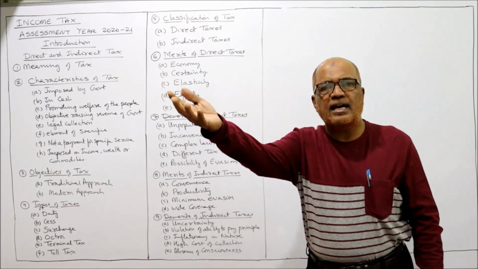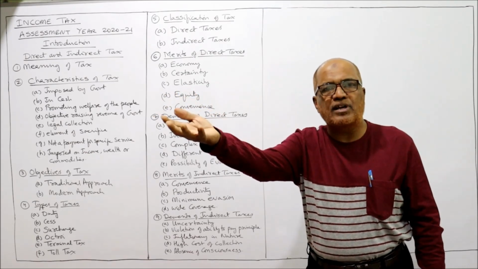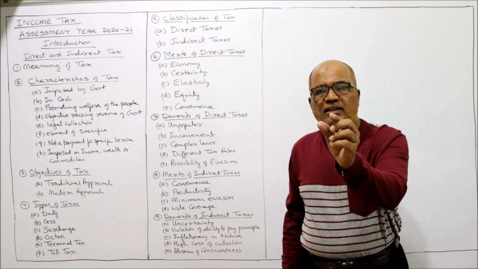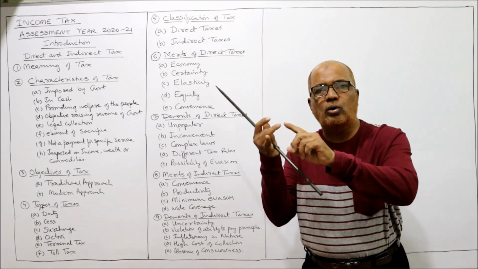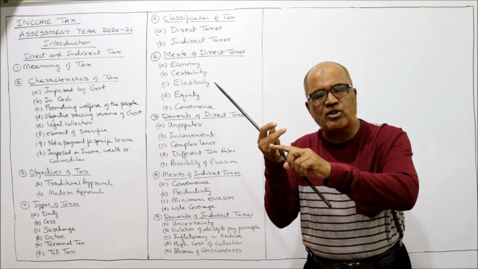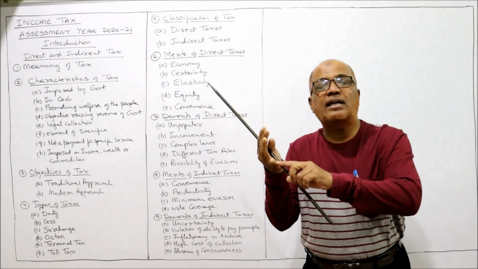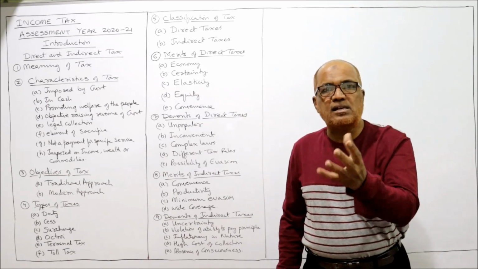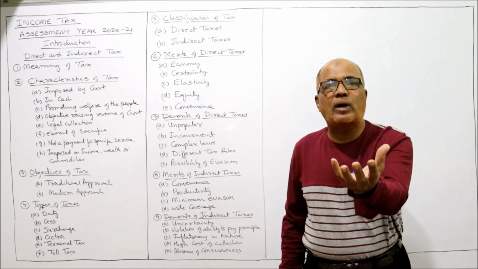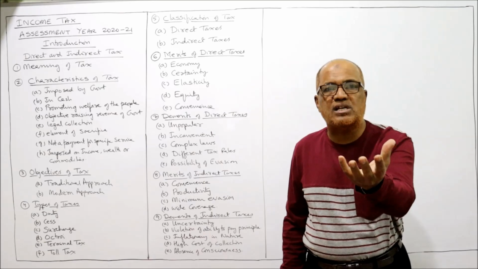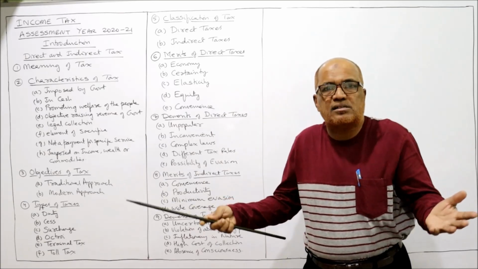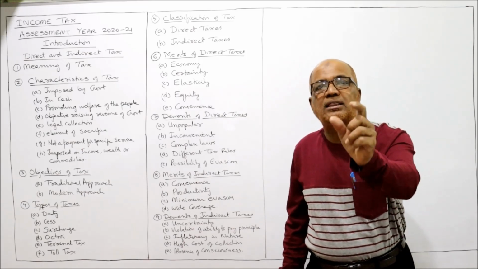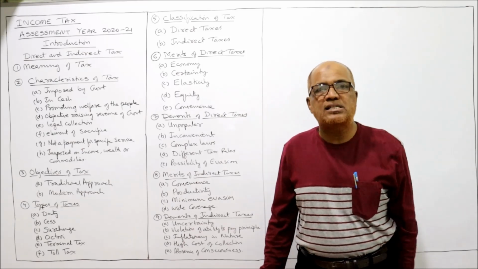When I go to purchase, suppose, a television or a refrigerator, let the cost of the refrigerator be 25,000. The 25,000 rupees cost of the refrigerator includes the cost of production, the profit of the seller, and also the taxes included. So all these things are included. The taxes are included in the commodities or services which I am consuming, which everybody is consuming. So these indirect taxes are included in the price of the goods and services.